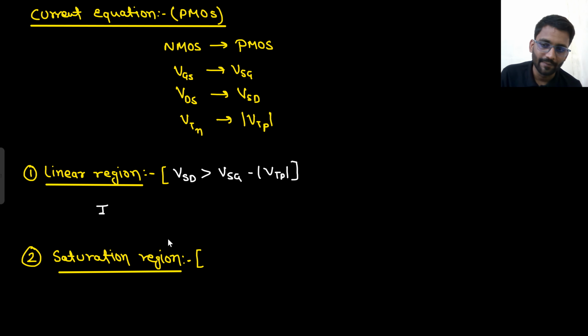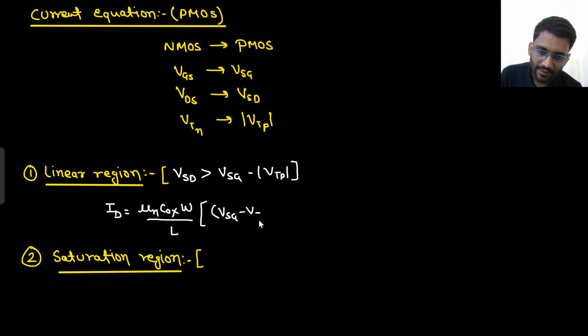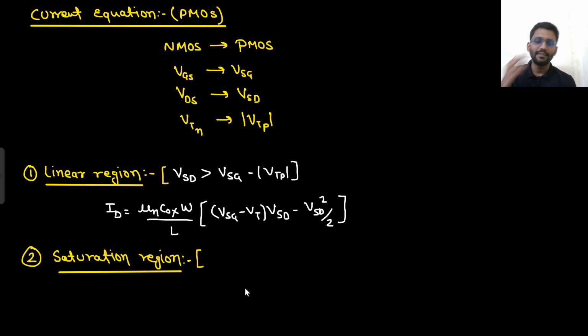So what will be my ID? My ID will be mu n COX W by L into VSG minus VT into VSD minus VSD square by 2. Very easily, wait. VSG minus mod of VTP I will write here: VSG minus mod of VTP into VSD minus VSD square by 2.